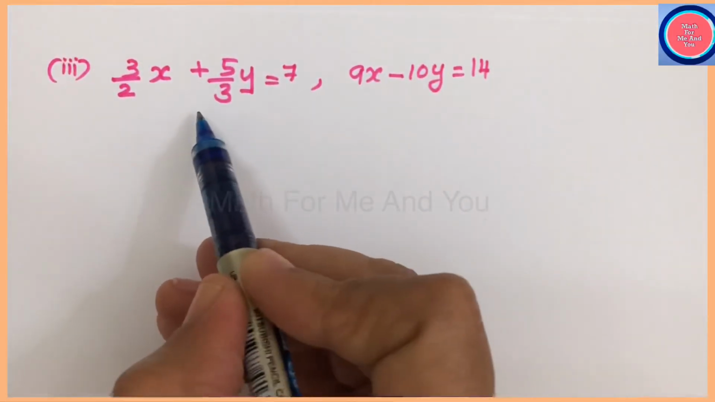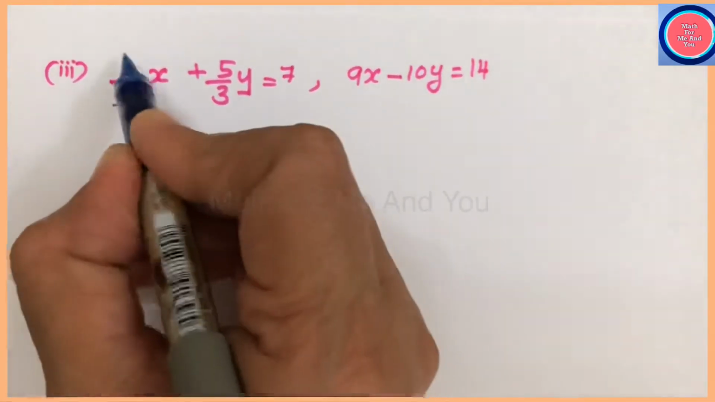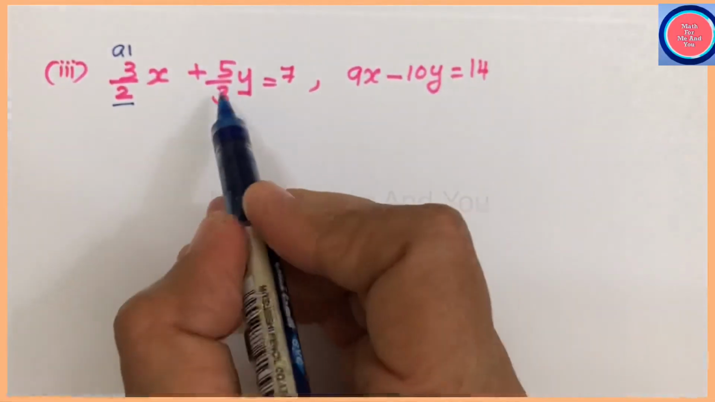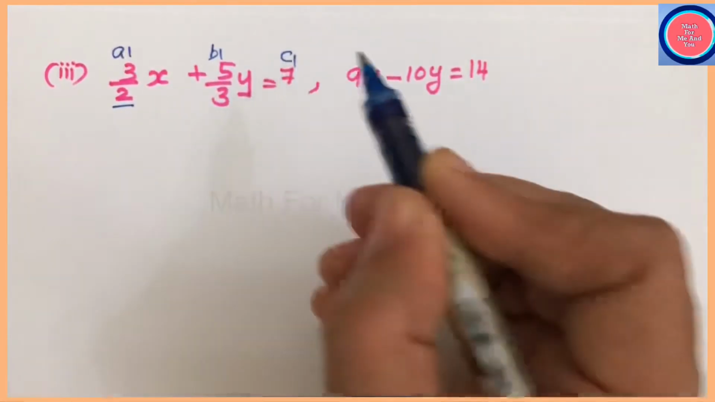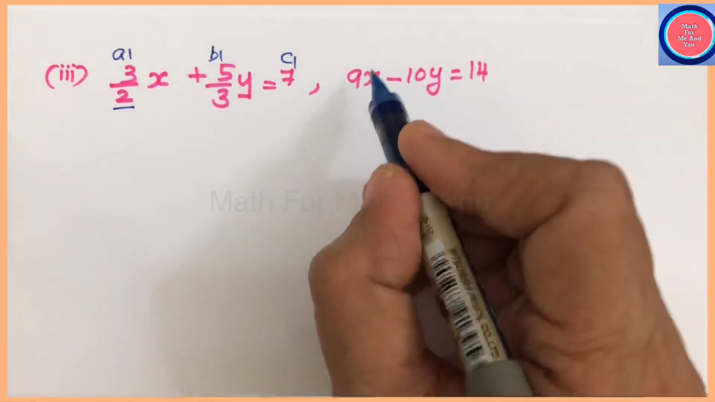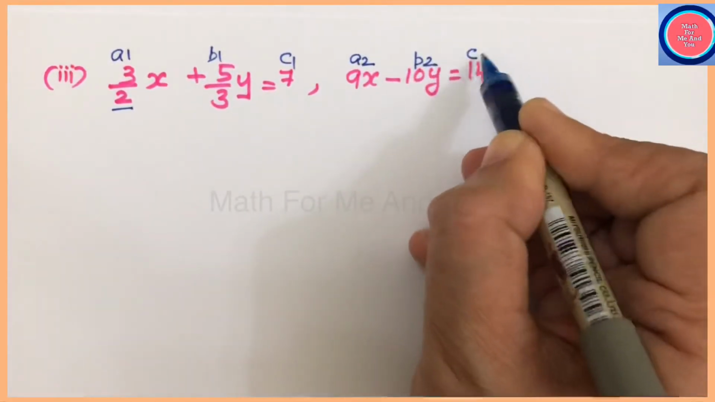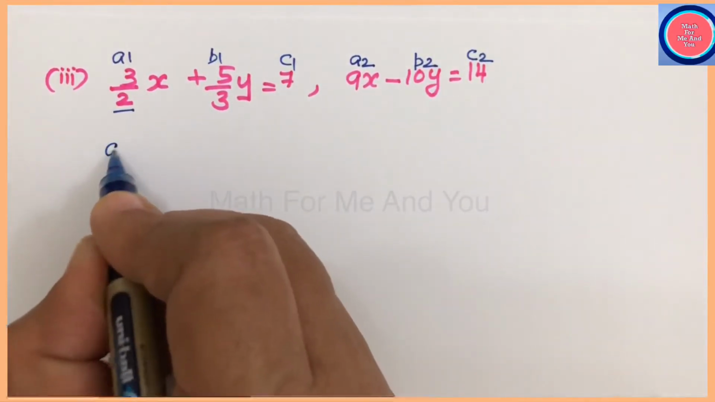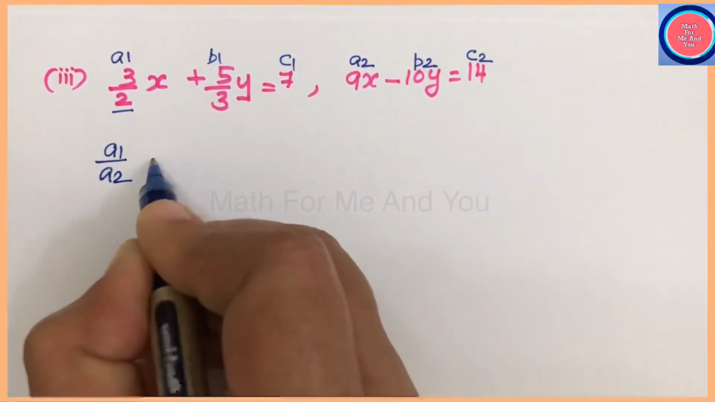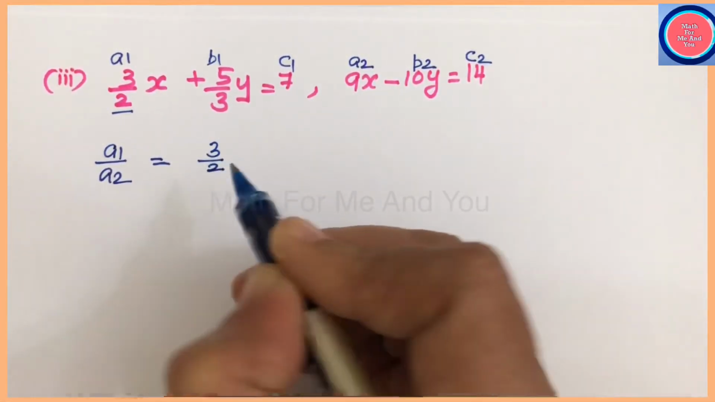Next, we can see the pair of equations here. We are going to mark a1, b1 and c1 as usual from the first equation. From the second equation, we mark a2, b2 and c2. If we see a negative number, we have to consider the negative. Then write the ratio. What ratio do we write first? a1 by a2. Then a1 is 3 by 2.